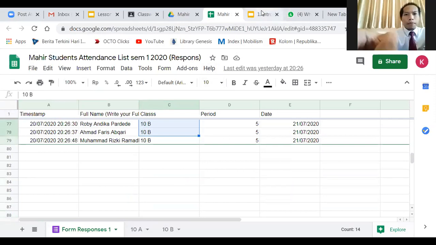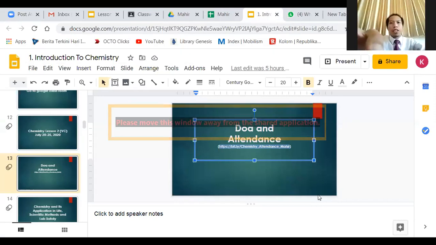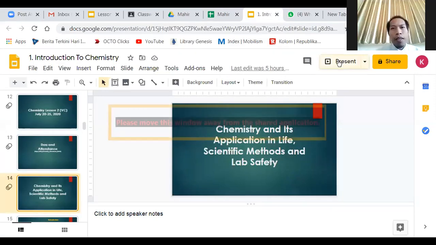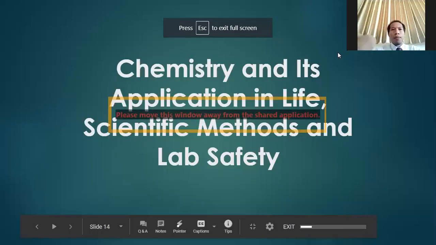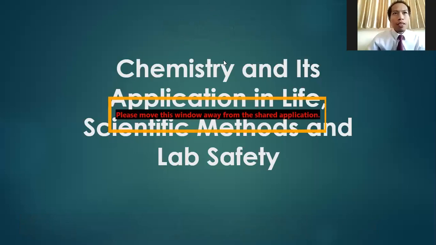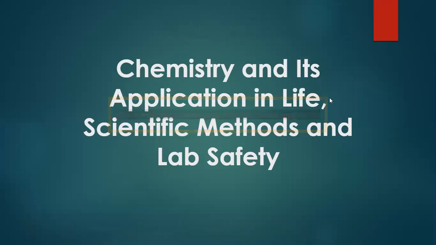Okay, while you are filling your attendance, let's start with the lesson. 17 students now in the classroom. 3 students are still missing. Sir, one student named Al cannot join because he has internet problems. Okay, no problem. I'm going to ask him.